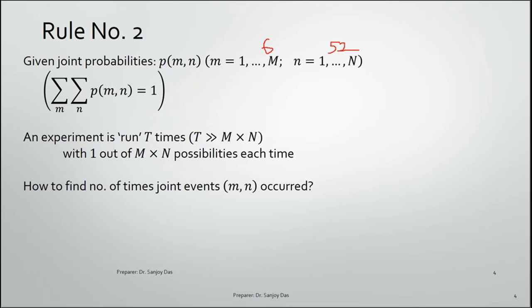Now, how many times does the joint event (m,n) occur? We are only interested in (m,n) when we have carried out the experiment T number of times. The answer is simple. The expected number of times (m,n) would have occurred is T times P(m,n). Simple. And this is another rule that we shall be using in our derivation.